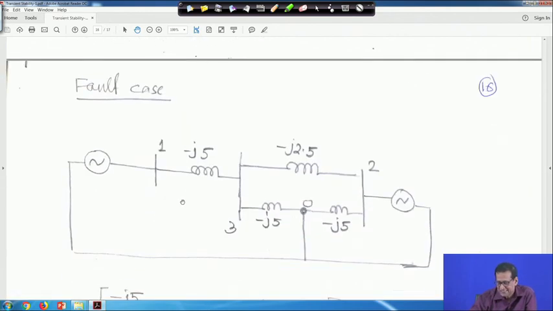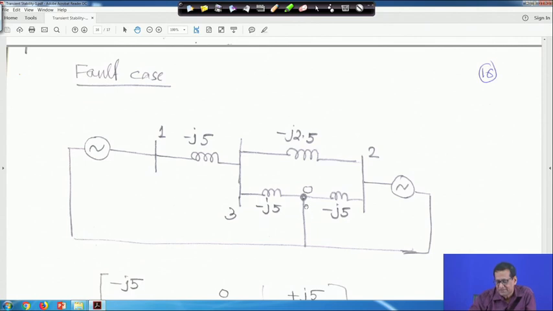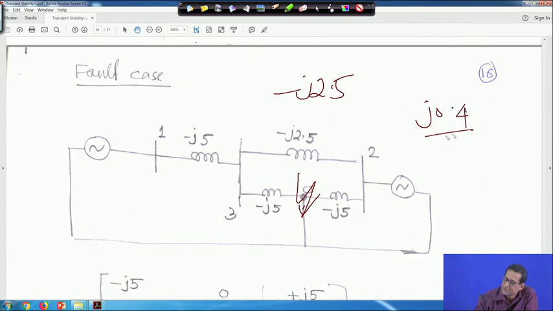Now, for the fault case, a 3-phase fault has occurred here in the middle of the second line. In the middle of the line, a 3-phase to ground fault has happened. That is why, as the whole line admittance was minus j2.5, because the reactance was j0.4, now if it is the middle of the line, this side reactance will be j0.2 and this side will be j0.2. So 1 upon j0.2 will be minus j5, and this side also will be minus j5.